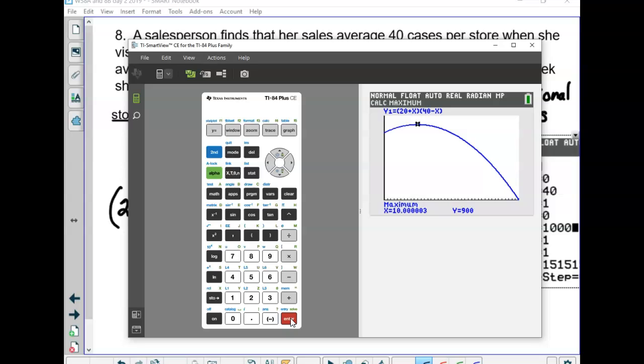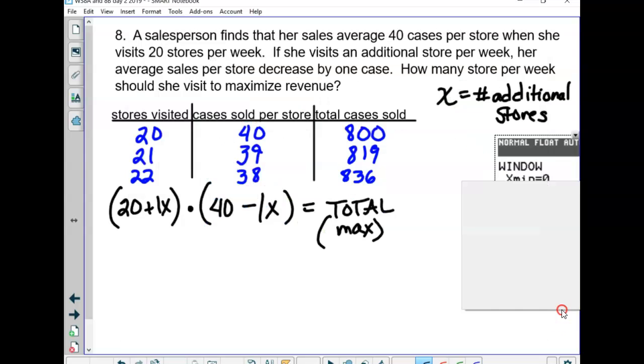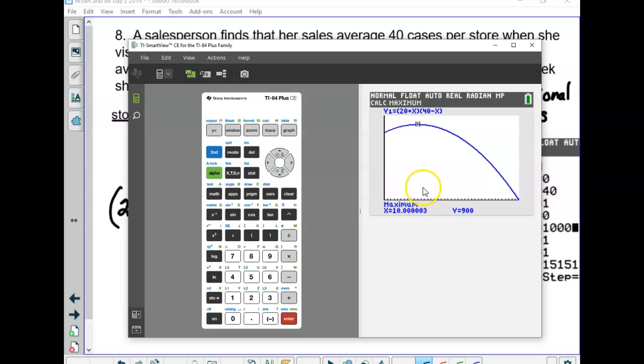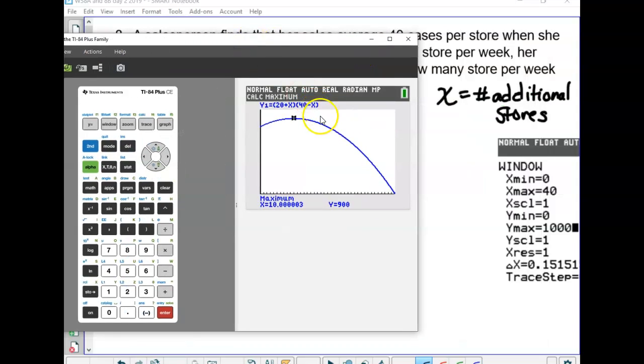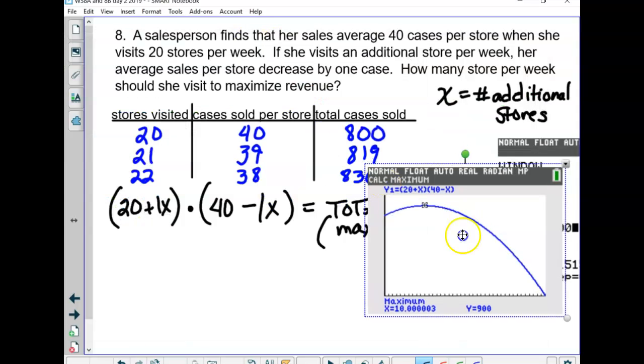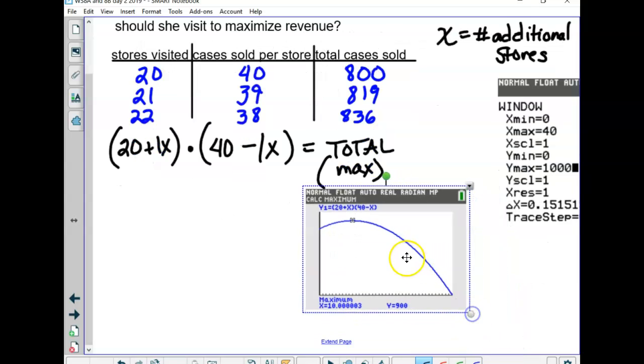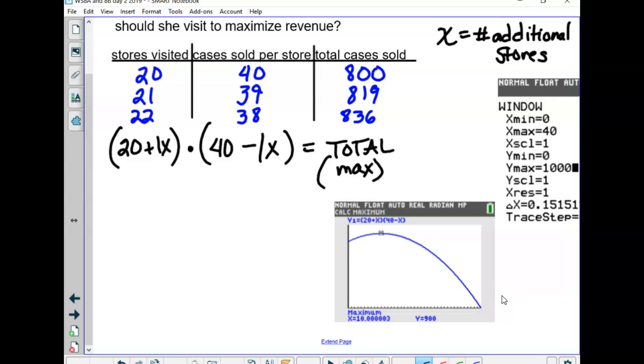Is everybody in agreement that you have a roughly 10? Okay. So we should sell 10 what, though? Be careful. Nope. What was 10 representing? Be careful. Additional stores. There you go. So 10 was how many additional stores we should go to. At the maximum on our calculator, we got 10.